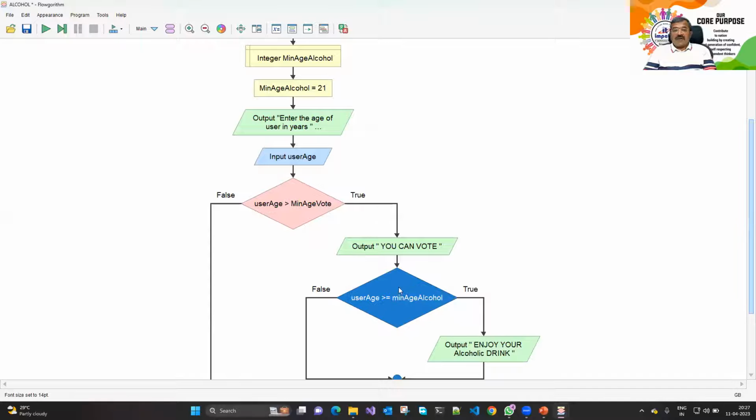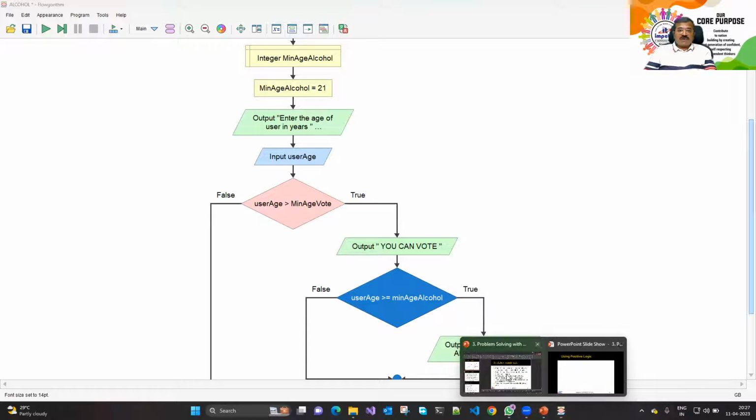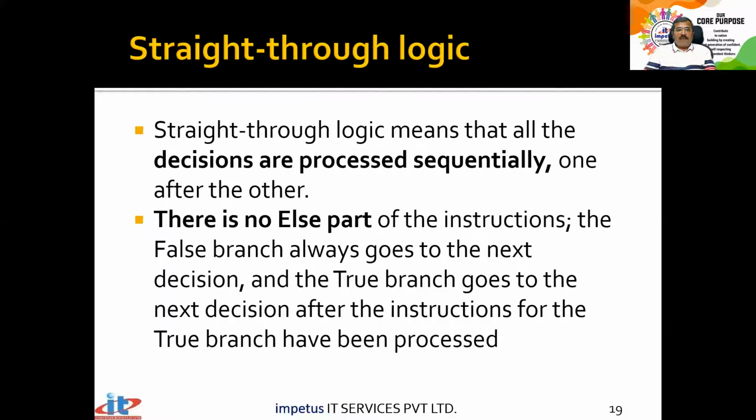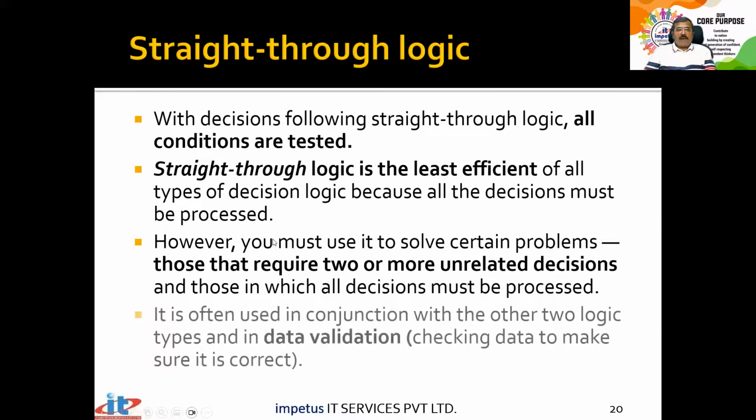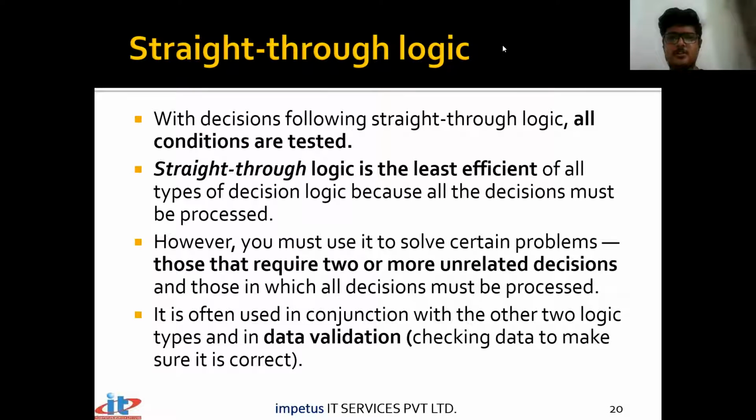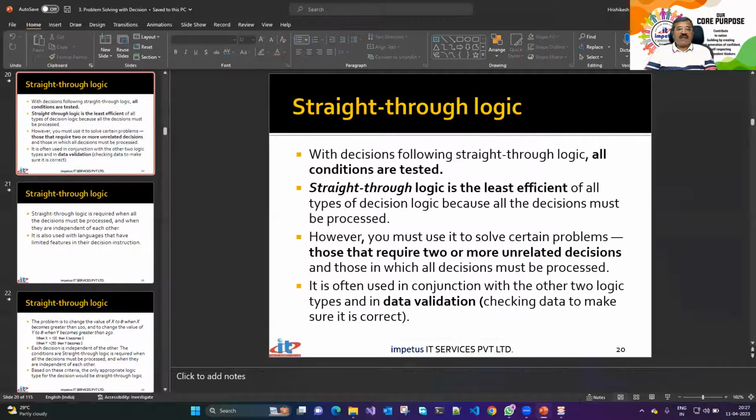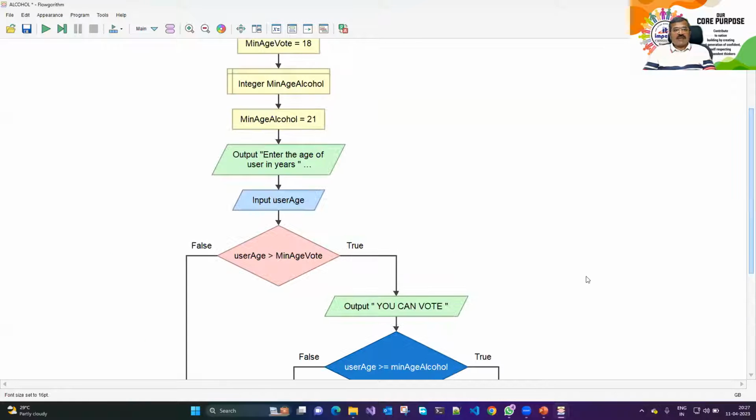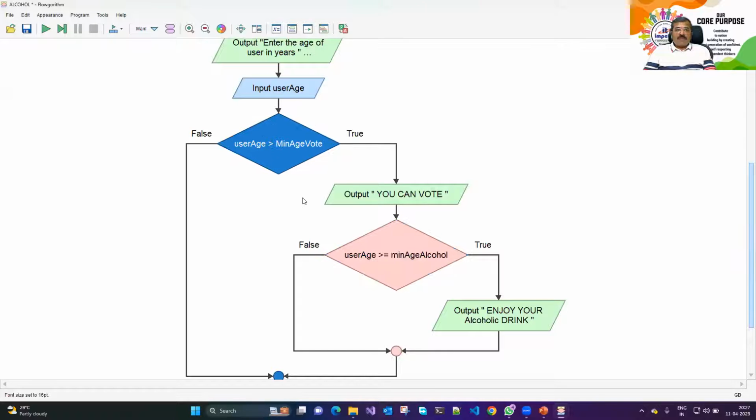When the conditions are unrelated, what did the straight through logic say? The straight through logic said the conditions had to be unrelated. याद है ना? क्या कहता है? You must use it to solve certain problems, those that require two or more unrelated decisions, correct? अपने केस में तो दोनों conditions related है because both of them are related to the same variable. So Sairam with his experience has accurately identified that scenario. So now this is the scenario.